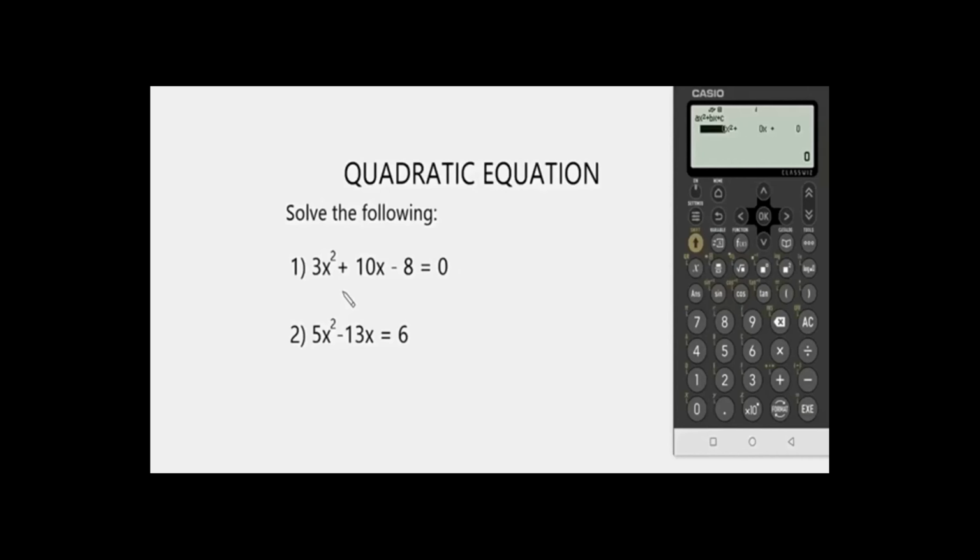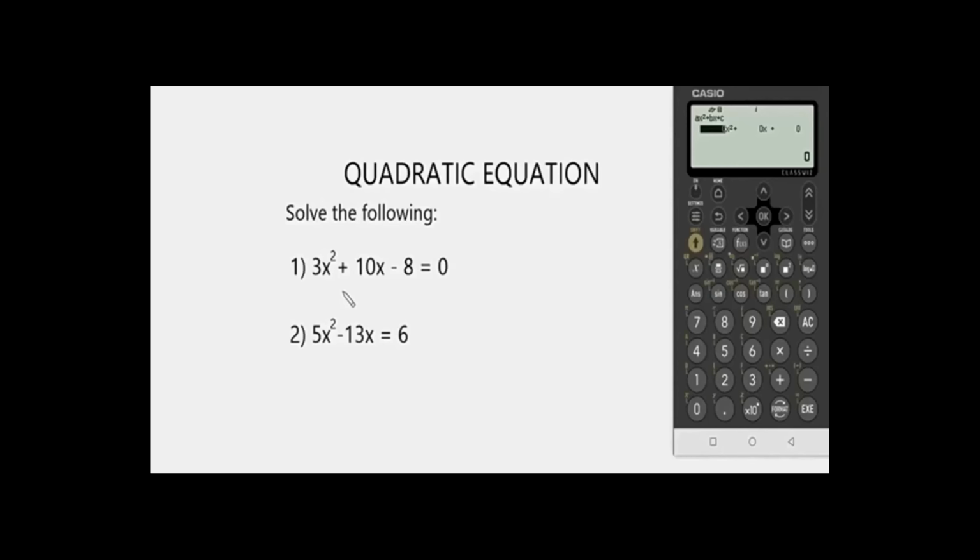So to arrange, the 6 at the right side of the equation crosses over the equality sign and changes to negative 6. Alright, so what you now have at the right side will be 0. So for question 2, this equation will now be 5x squared minus 13x minus 6 equals 0.